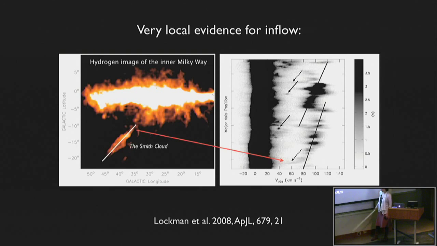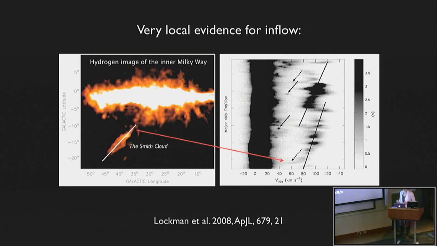The Smith cloud has a mass of about 10 to the 6 solar masses. It's about 3 kiloparsecs from the galactic plane, and its cometary appearance is very suggestive that it is, in fact, flowing toward the plane, and it is also interacting with the ISM associated with the galactic disk. And so I think this is a very strong case that, at least in this particular instance, gas is actually going to end up in the disk of our galaxy.